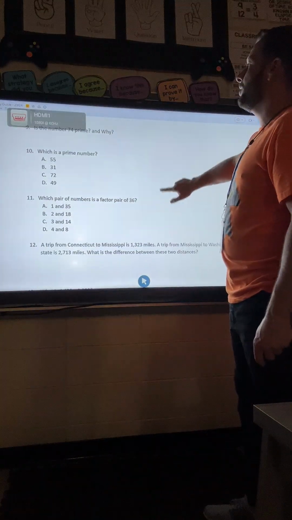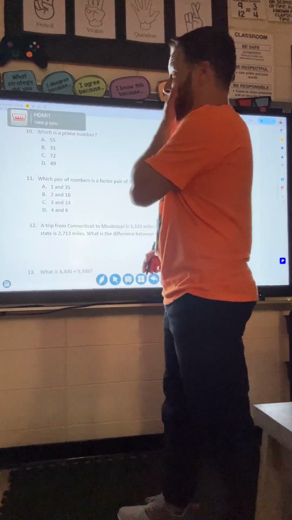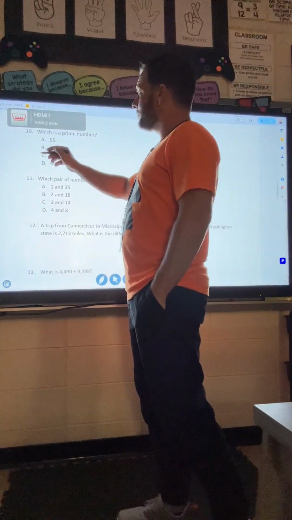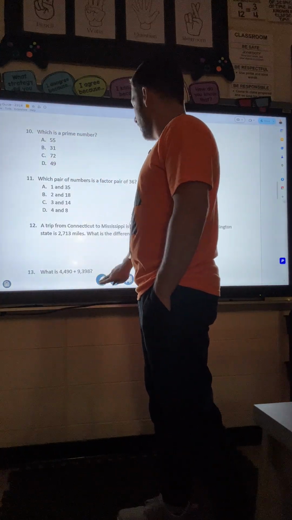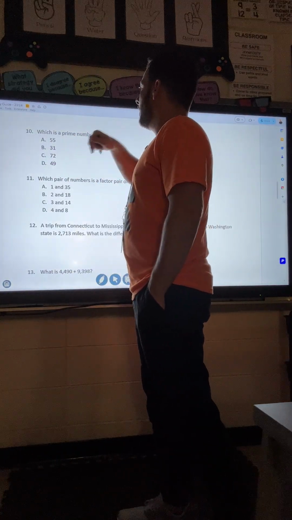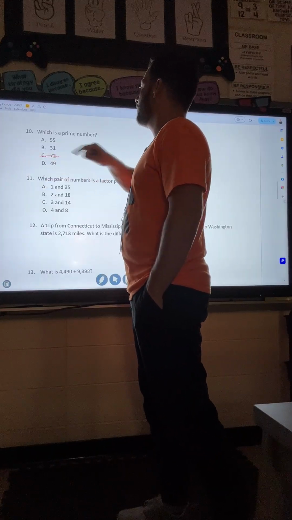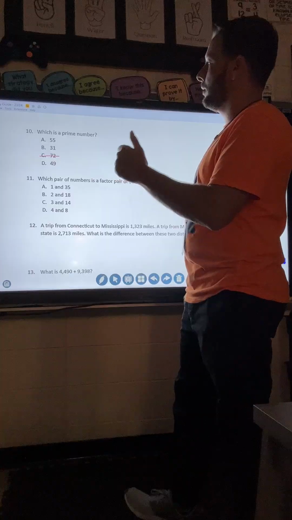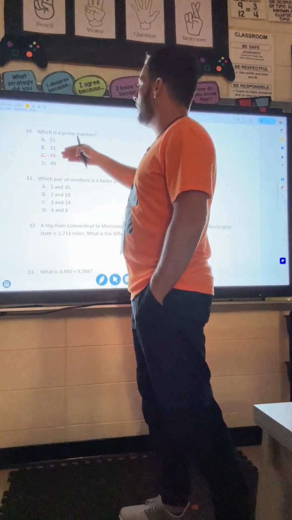Number 10 says, which is a prime number? Well, we talked about this one in class actually already. Which is a prime number? Every number that's even, you can go ahead and mark it off because prime numbers are not even. 72 is even. I would not pick that one because there's a 2 in the ones place. Remember, the trick is 0, 2, 4, 6, or 8. The only other options are 55, 31, and 49.